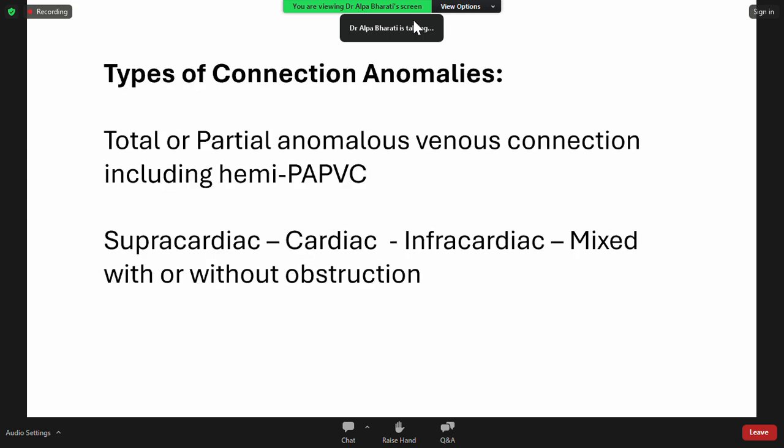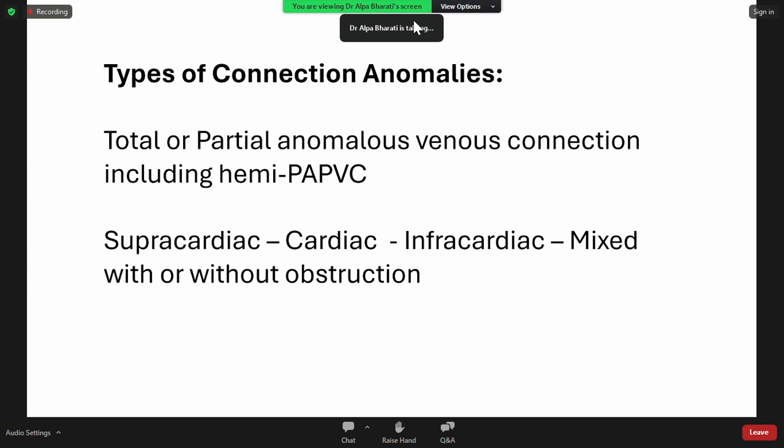Okay. So the type of connections, we'll describe the type of connections first. When we are describing it, we have to mention whether there is total anomalous connection or a partial anomalous connection. Total means the entire pulmonary venous system is draining either into the right atrium or into the systemic vein. And partial is when all of them are not draining. Some are draining anomalously and some are draining normally. That is PAPVC or a TAPVC.